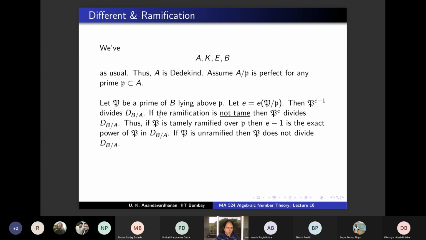We haven't shown how to compute the different, but suppose you have a method of computing the different in a particular situation. Then you compute the different and suppose you know how to factorize it. We have methods of factorizing an ideal, right? Explicit factorization we have seen.